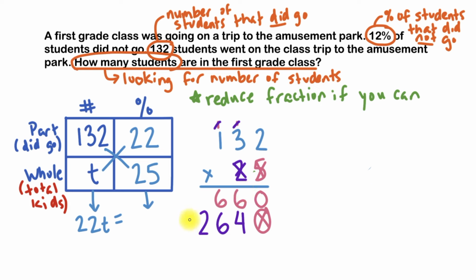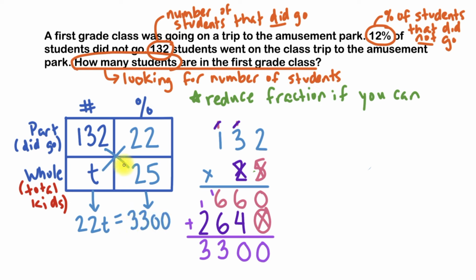And now I can add. 0 plus 0 is 0. 6 plus 4 is 10. I'll bring down the 0 and carry the 1. 6 plus 6 is 12. Plus the carried 1 makes 13. I'll bring down the 3 and then carry the 1. And 1 plus 2 is 3. Giving us a final answer of 3,300. Now let's write that in here.